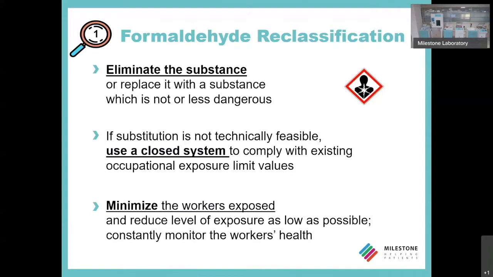So in a case like this one, where the elimination of formalin is not possible in almost the totality of situations, what is necessary to do? Well, in that case, if a substitution is not feasible, it's necessary to use a closed system to comply with existing occupational exposure limits. The goal is to minimize worker exposure, to reduce the level of exposure as low as possible, and constantly monitor the workers' health.